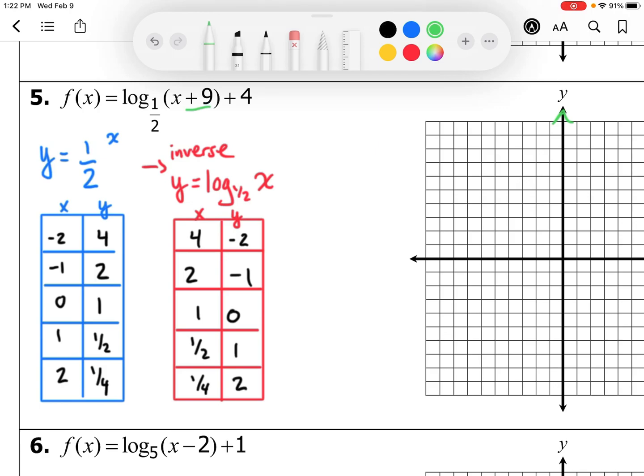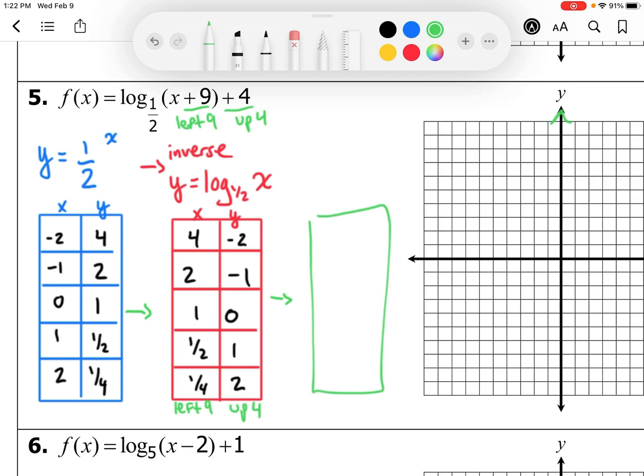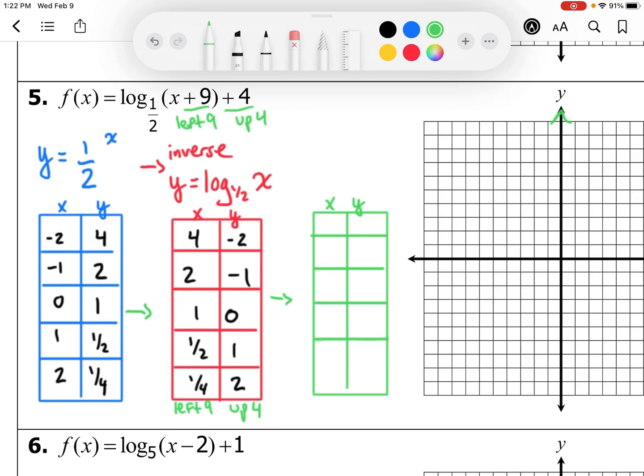Now we have other stuff being applied. We have a +9 and a +4. That +9 is moving left 9, and that +4 is moving our graph up 4. Now what we need to do is take our red table, and we're going to take our x values and go left 9 with them. And we're going to take our y values and go up 4. And that's going to give us a third table of x and y coordinates. And this will be our final table, I promise.